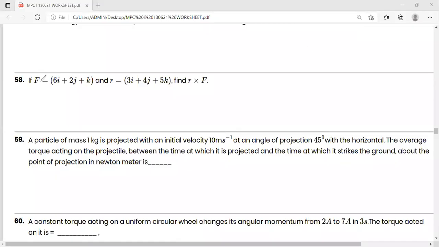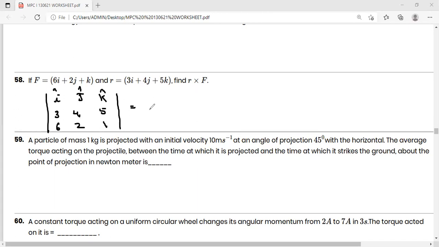Question number 58. If f bar is given as 6 i cap plus 2 j cap plus k cap, and r bar equal to 3 i cap plus 4 j cap plus 5 k cap, find r bar cross f bar, simply torque only. So it is a simple cross product between two vectors. To take the cross product between these two vectors, you can take the first row i, j, k. The second row is the components of r bar, which are 3, 4, and 5. The components of f bar are 6, 2, and 1.